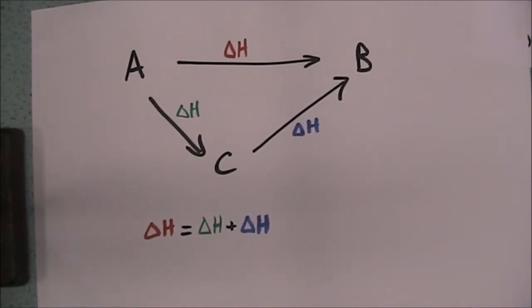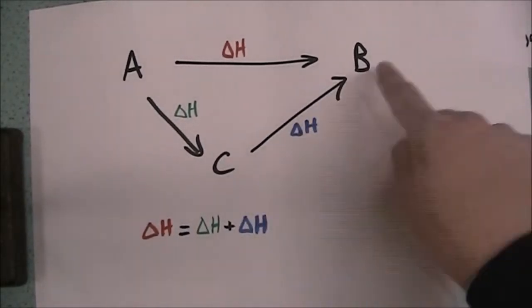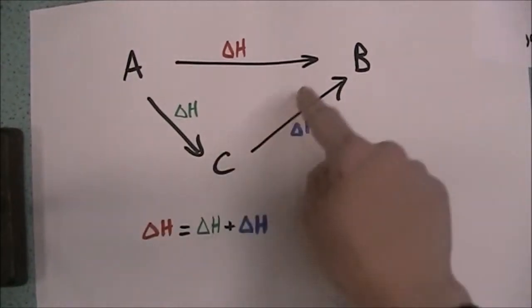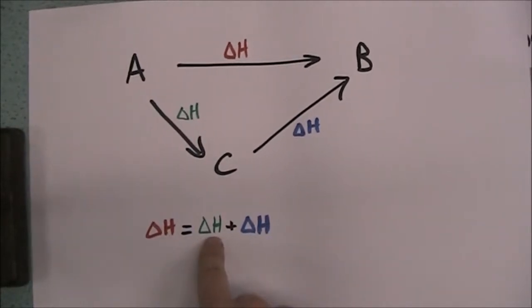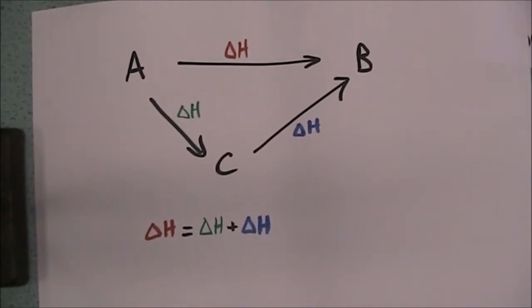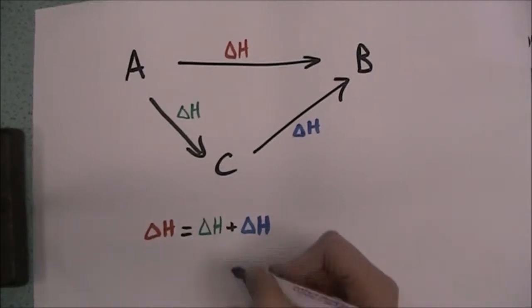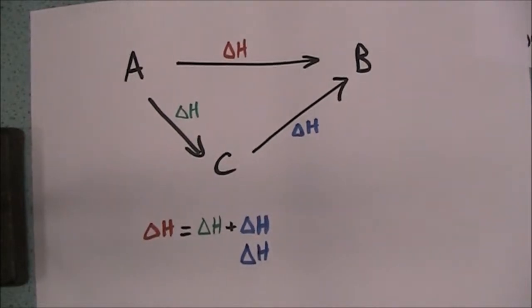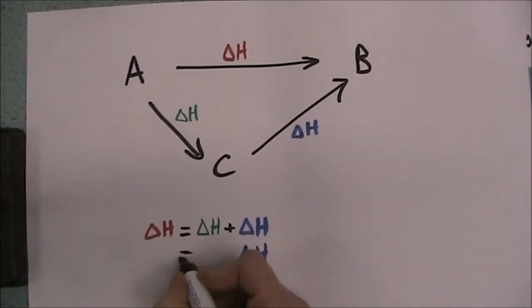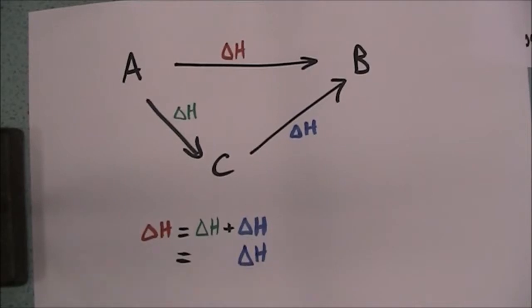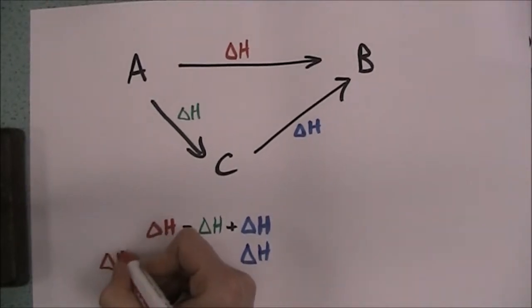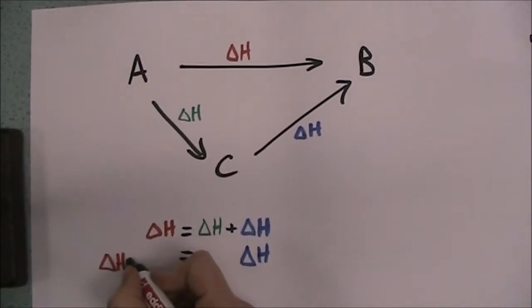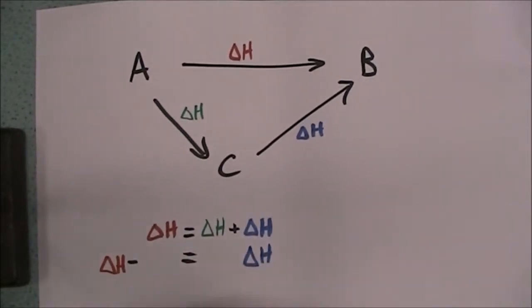Well, we can rearrange this to make this enthalpy change here the subject, because if A to B equals A to C to B, so the red one equals the sum of the blue and the green ones, and just a little bit of algebra, the blue one on its own will equal the red one minus the green one.